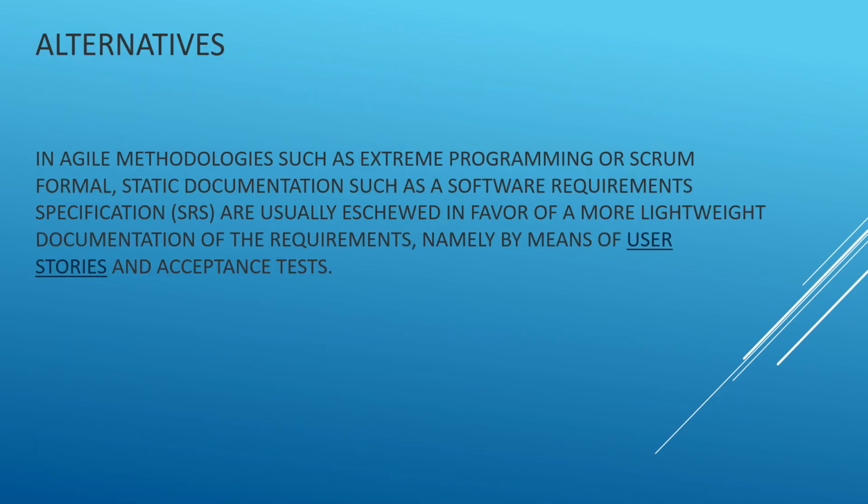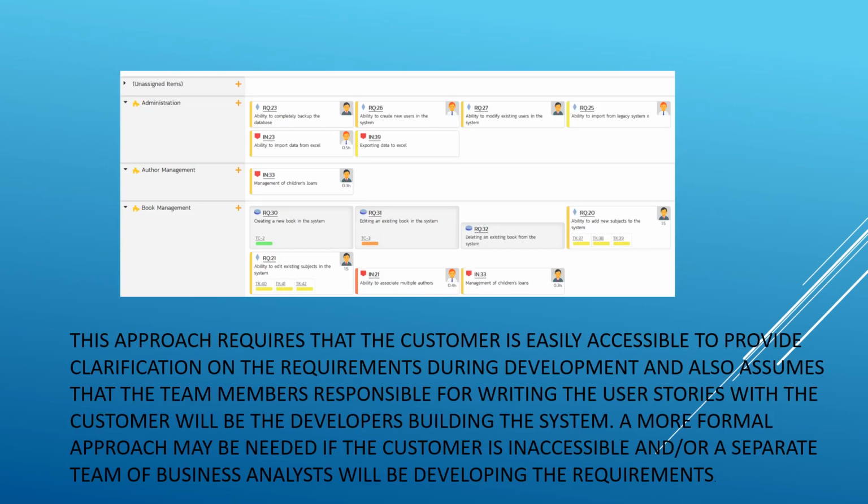Alternatives. In agile methodologies such as extreme programming or Scrum, formal, static documentation such as a software requirements specification is usually eschewed in favor of more lightweight documentation of the requirements, namely by means of user stories and acceptance tests. This approach requires that the customer is easily accessible to provide clarification on the requirements during development and also assumes that the team members responsible for writing the user stories with the customer will be the developers building the system. A more formal approach may be needed if the customer is inaccessible and/or a separate team of business analysts will be developing the requirements.